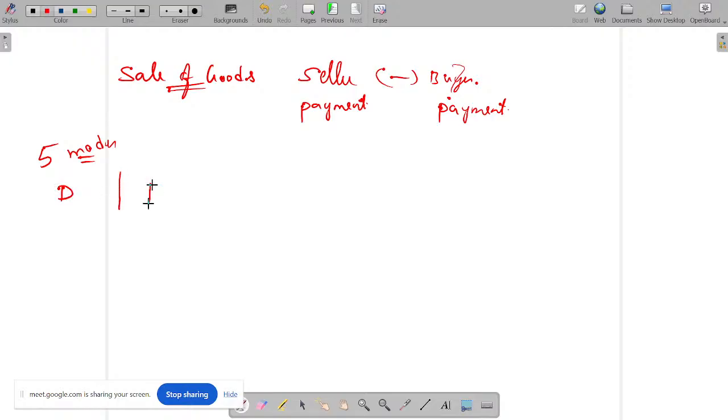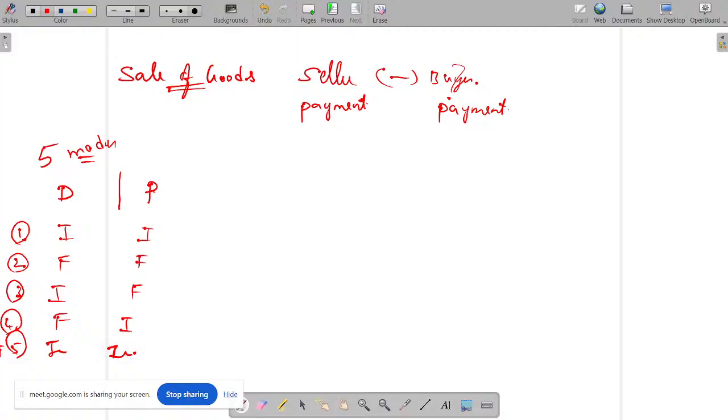One is with respect to delivery, and another one is with respect to payment. First option, delivery immediate, payment immediate. You remember the five modes? Second, delivery in future, payment in future. Third, delivery immediate, payment in future. Fourth, delivery in future, payment immediate. Fifth, both in installments.